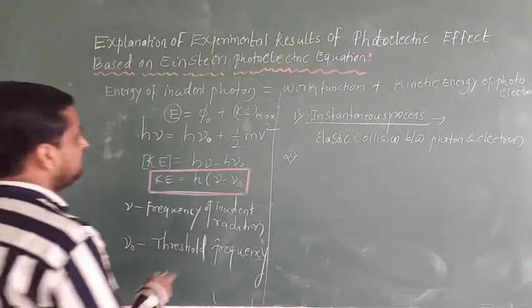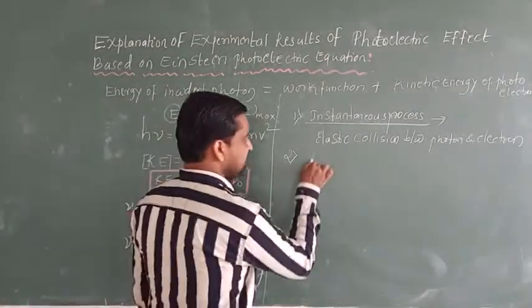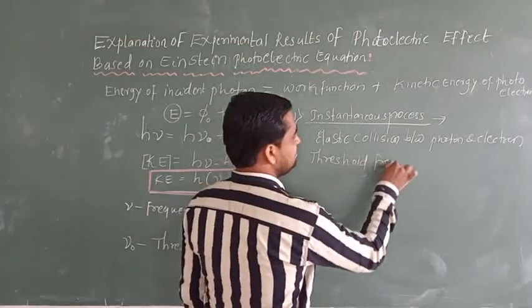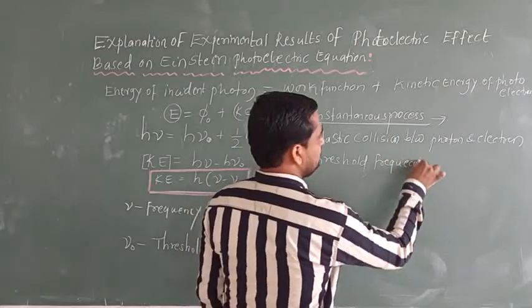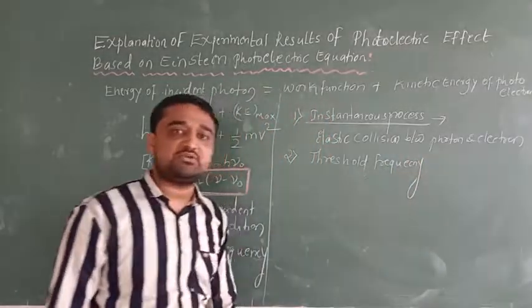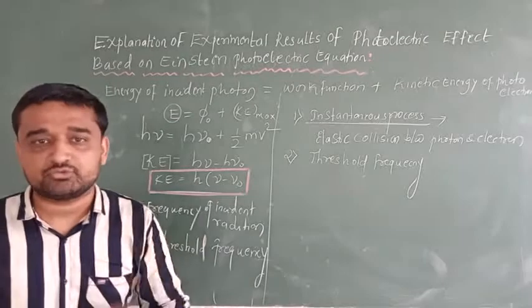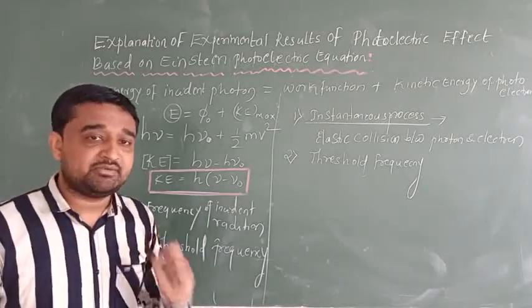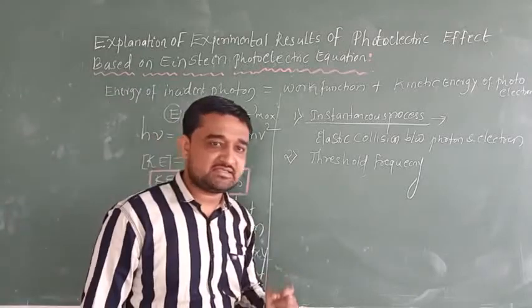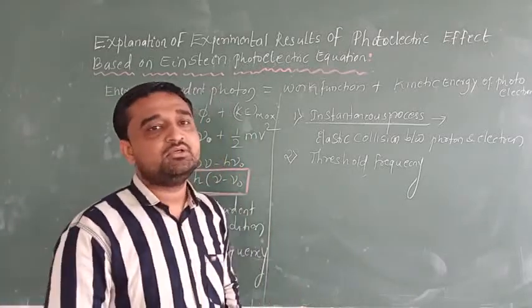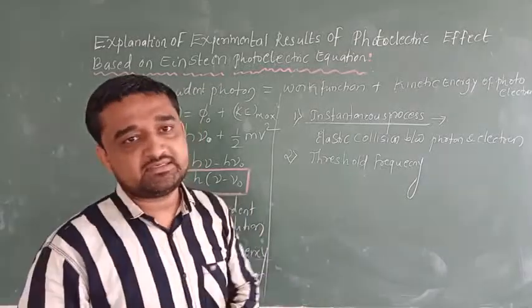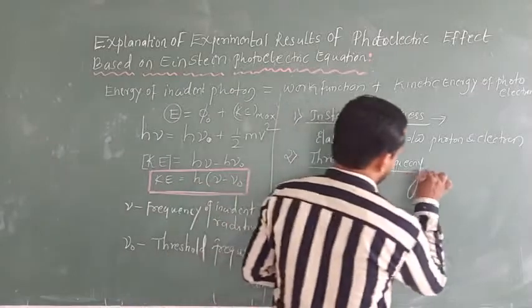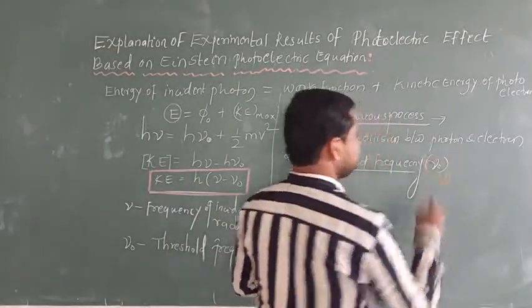Now the second one, threshold frequency. The explanation for the threshold frequency. What is threshold frequency? The minimum frequency of the incident radiation for which photoelectric emission takes place. The minimum frequency of the incident radiation is required. For that frequency only, the photoelectric emission takes place, or photoelectrons are emitted. So what is the threshold frequency? We have denoted it here as nu naught.